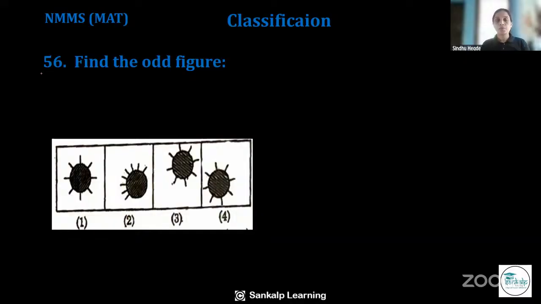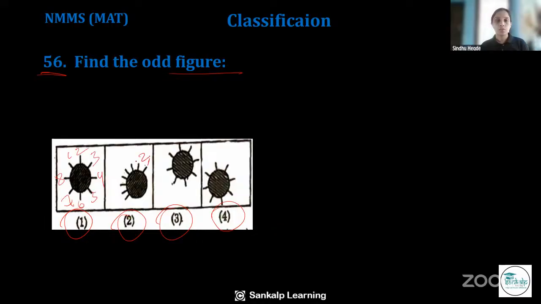Let us see question number 56 of the chapter Classification Non-Verbal. Find the odd figure. Here 4 figures are given. So all the figures contain an outline that is a circle, and outside it contains small straight lines surrounding that circle. Count the numbers: 1, 2, 3, 4, 5, 6, 7, and 8.